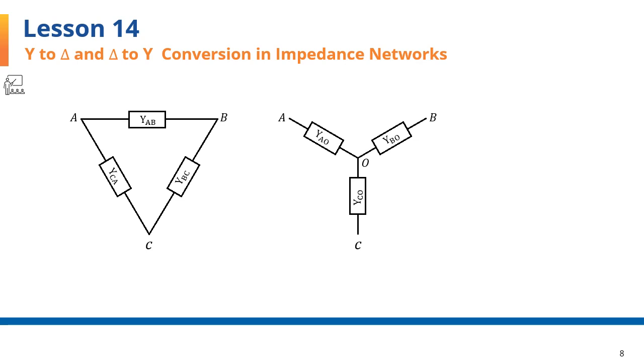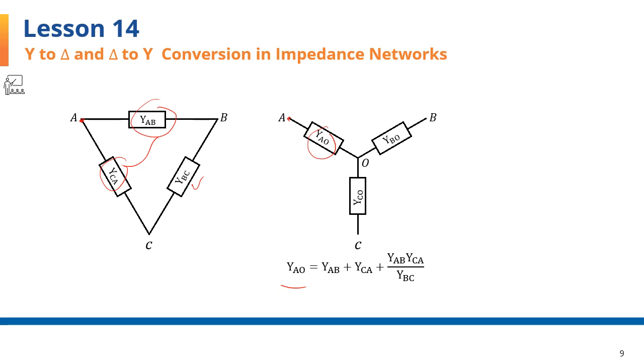The reason for this approach is that dealing with admittances results in equations that are similar in structure to those we have seen for Y to delta conversion, and that makes it easier to remember them. Here's the conversion equation for YAO. So YAO equals YAB plus YCA. In other words, the sum of the two admittances that are connected to the same point A, plus the product of the two of them, YAB times YCA, over the third admittance, YBC.